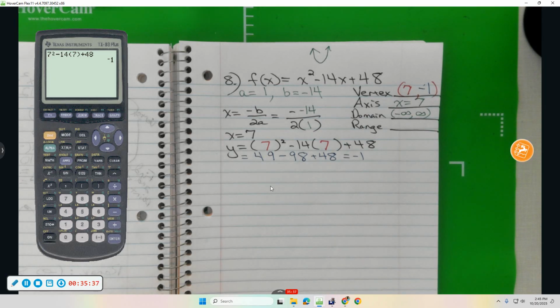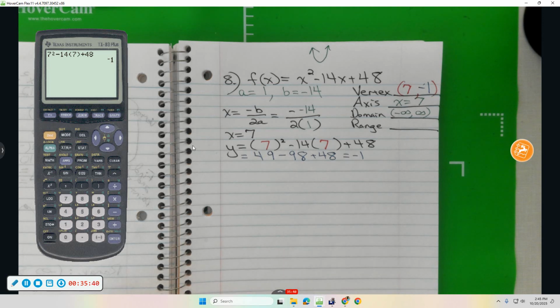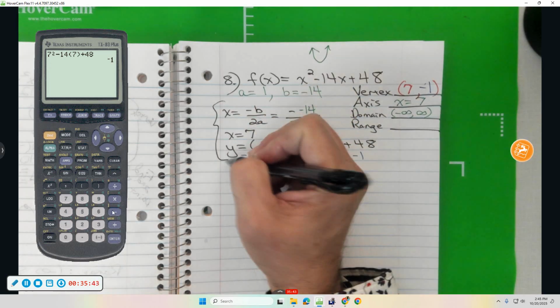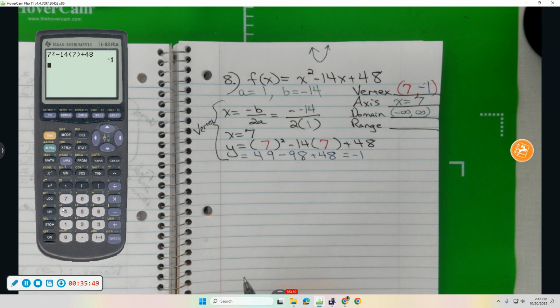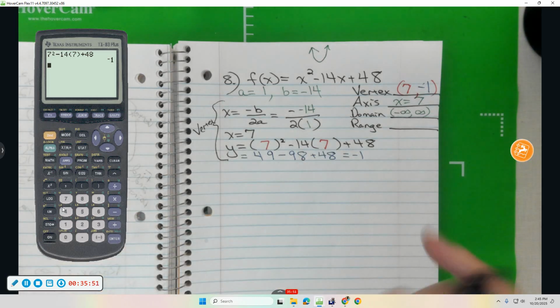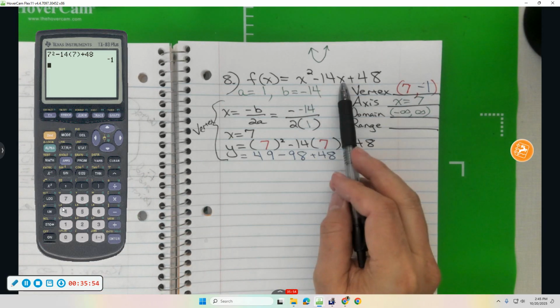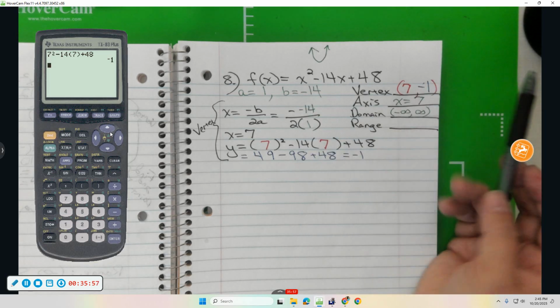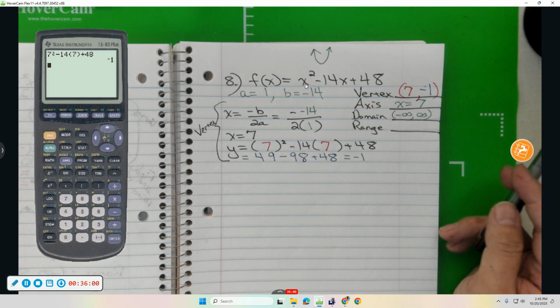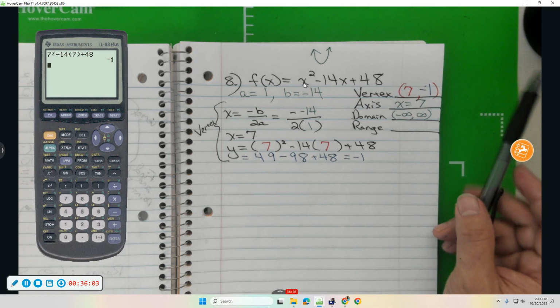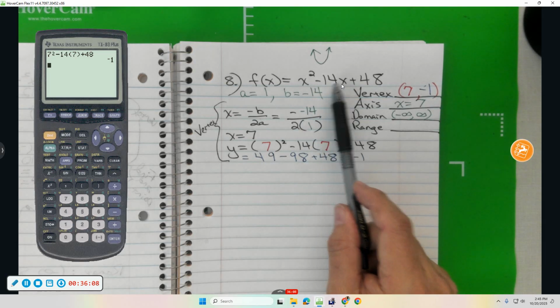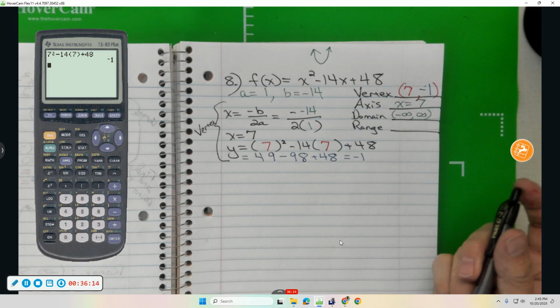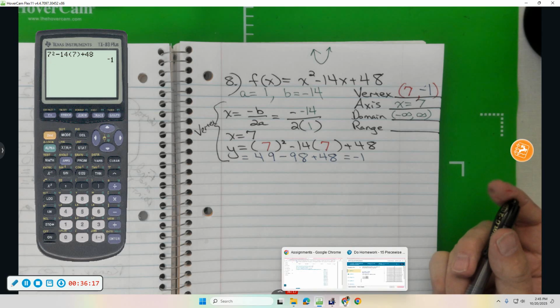We need to determine that secondary point. All of this stuff, we found the vertex. Now we need to find the second point. Plug in 0. If we plug in 0 for x, what are we going to get for y? Y'all know 0 is my favorite number to plug in because it's so easy. If we plugged in 0, we'd have 0 squared minus 14 times 0 is 0. 0 minus 0 plus 48, what is that giving me? 48.